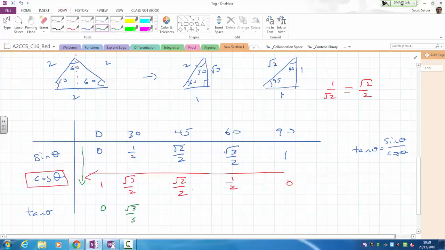Square root of 2 over 2 divided by root 2 over 2 gives us 1. And then we've got root 3 over 2 divided by half, which is root 3. 1 divided by 0. Can you divide by 0? Undefined.